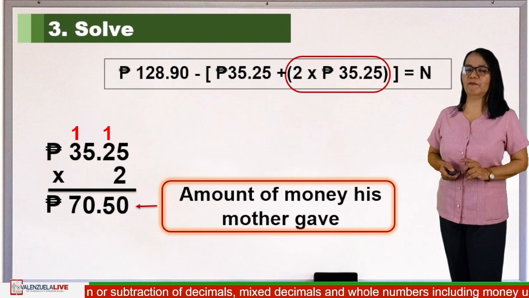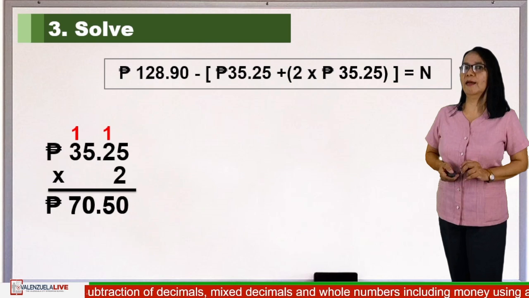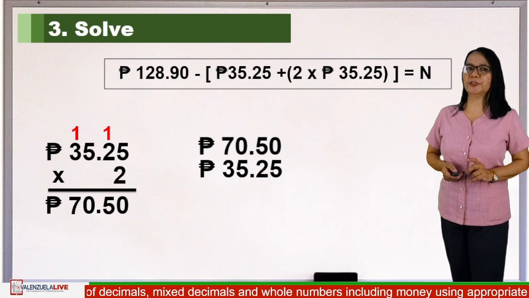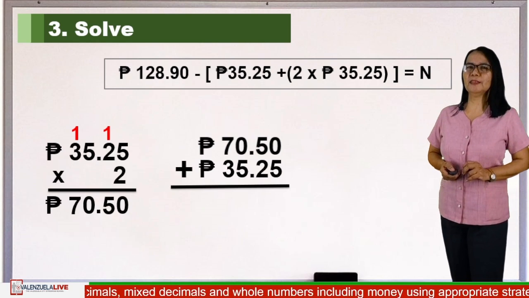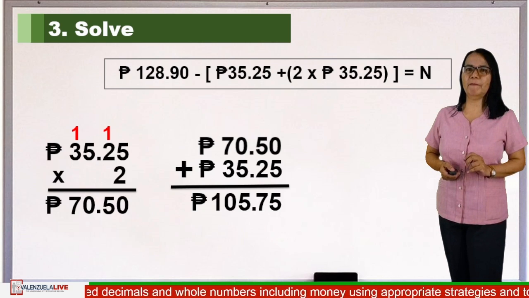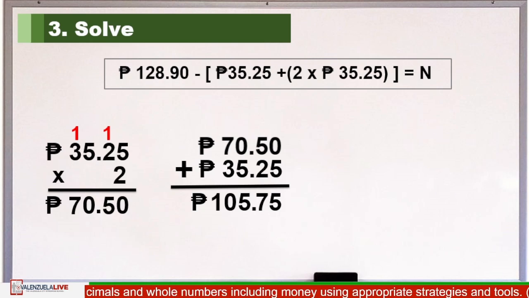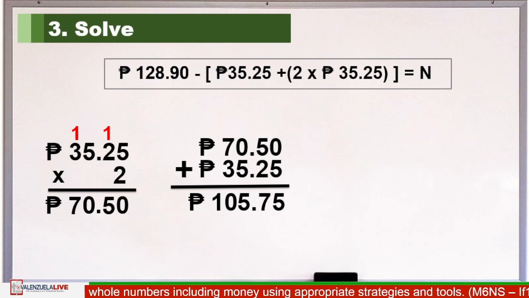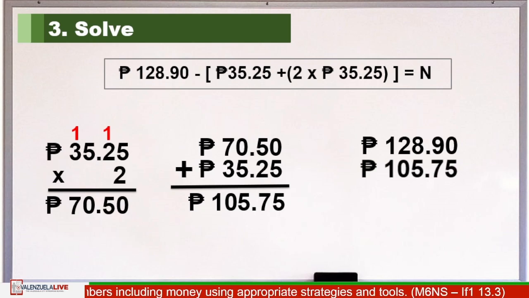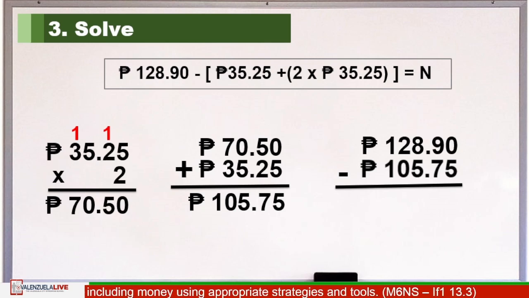Then, add the amount of money in his wallet and from his mother, which is 35 pesos and 25 centavos plus 70 pesos and 50 centavos, equal to 105 pesos and 75 centavos. This will be the total amount he had already. Then, subtract it from the cost of a t-shirt. Now, let's subtract 128 pesos and 90 centavos minus 105 pesos and 75 centavos.